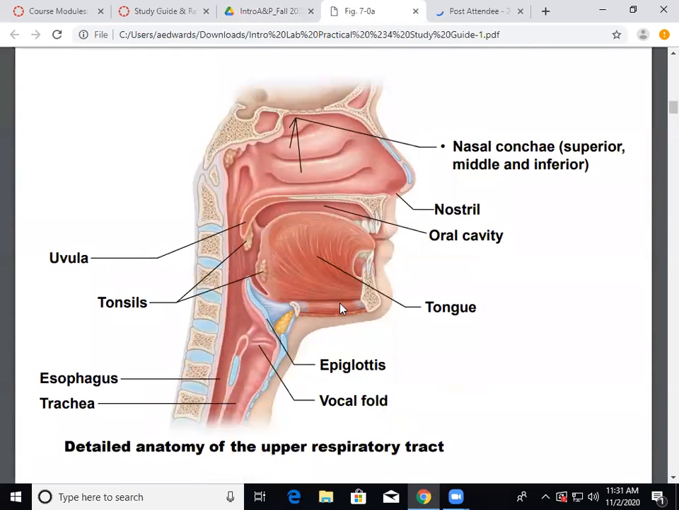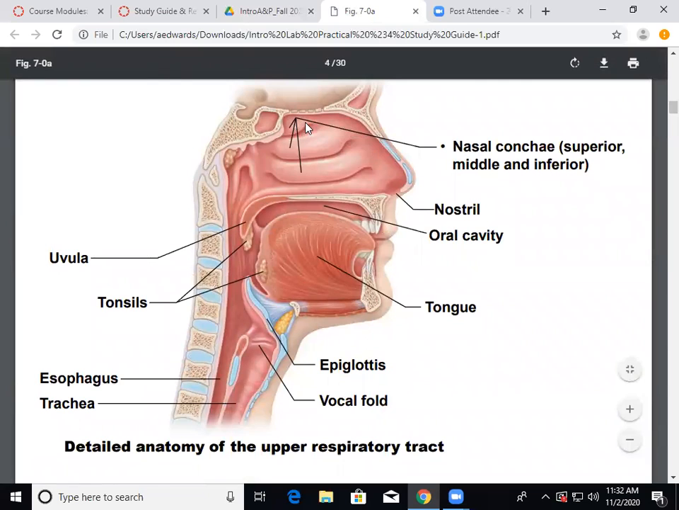More structures. You've got the nasal conchae: superior, middle, and inferior up here. When we were looking at the skull, sometimes in some of the views you could see the conchae. This is generally where they are. So these different folds here: superior, middle, inferior.